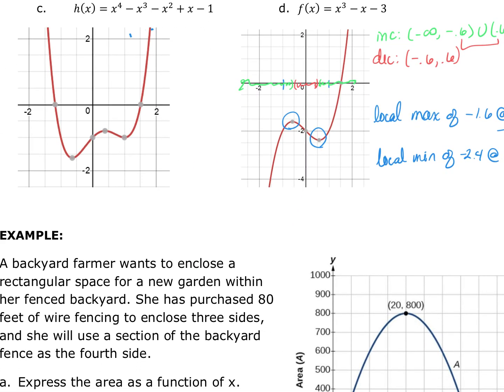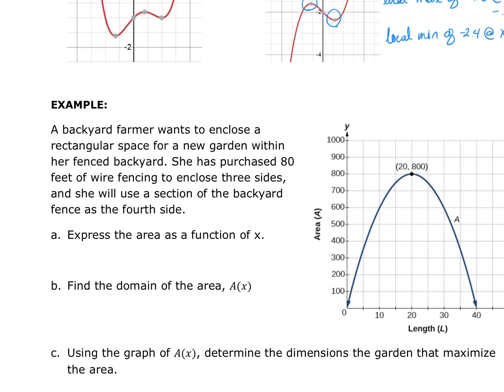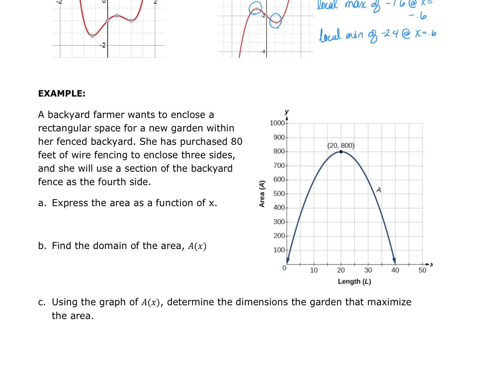All right, so here's an example. I will see this on the homework. I might see it on an assessment, maybe show up on a quiz, and I get all my information from the graph. So the backyard farmer wants to enclose a rectangular space for a new garden with her fenced backyard. She has purchased 80 feet of wire fencing to enclose 3 sides, and she will use a section of the backyard as the 4th side.